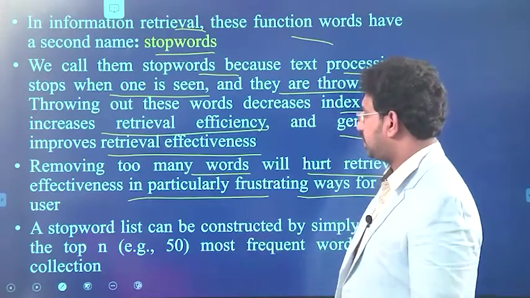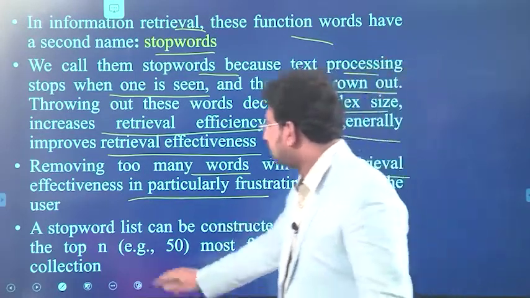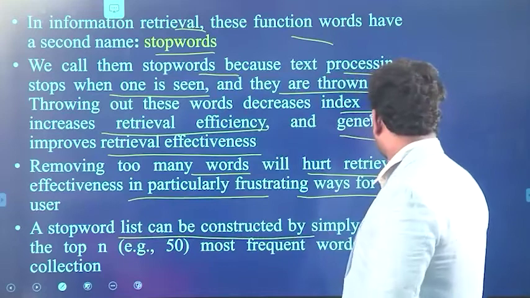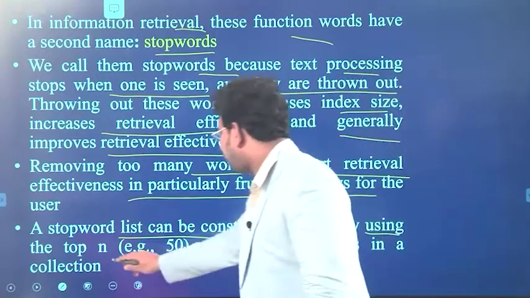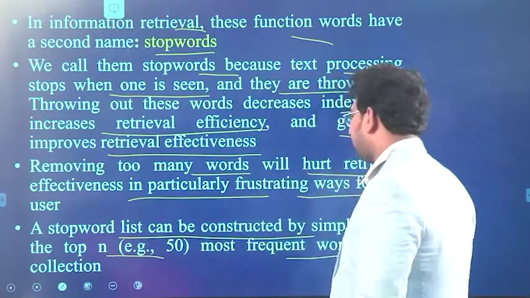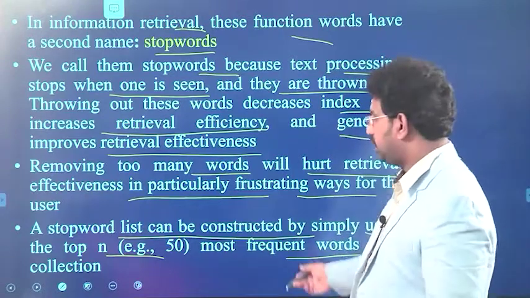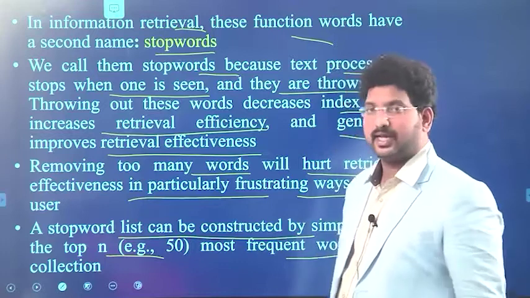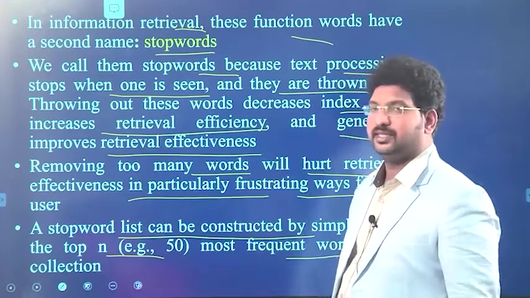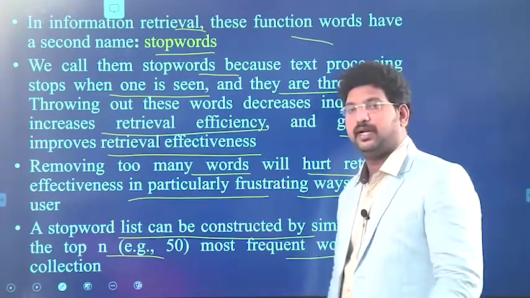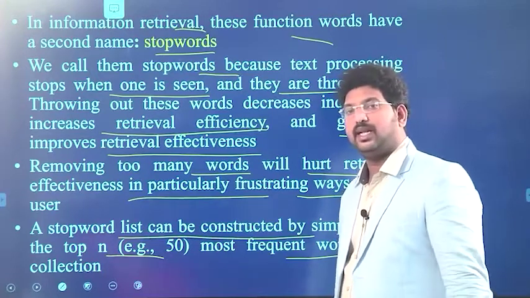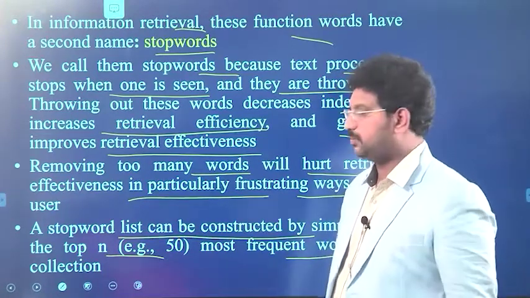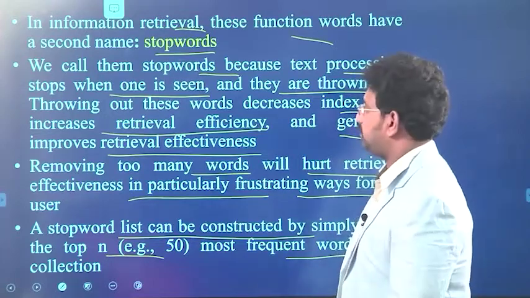And last, the stop word list can be constructed simply by using the top n most frequent words in the collection, as we already saw in an example. The top 50 frequent words from the AP89 collection: the first word is the, which is repeated the most number of times, having more frequency and the lowest rank.